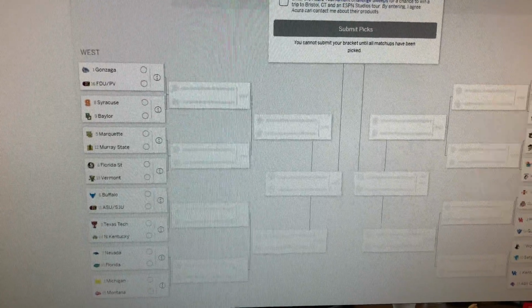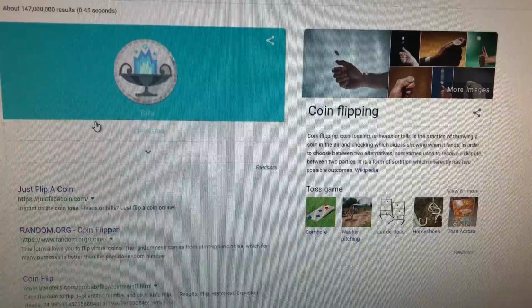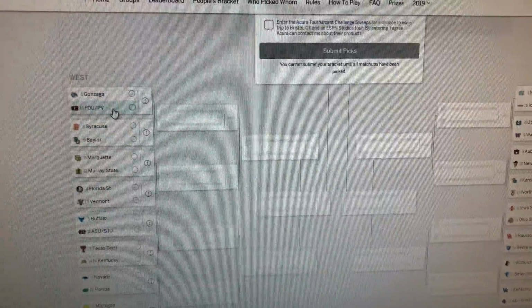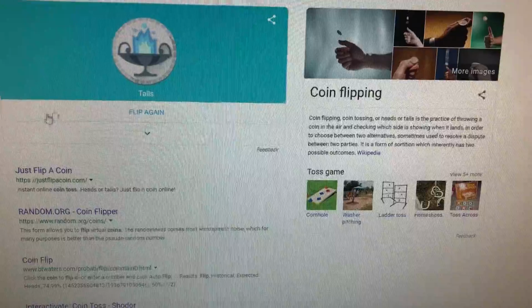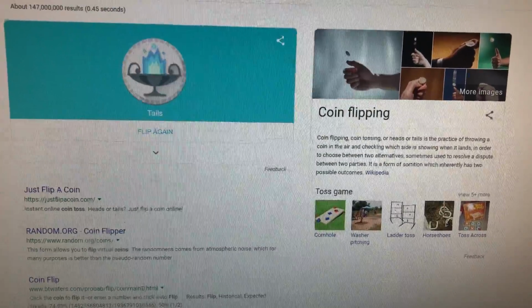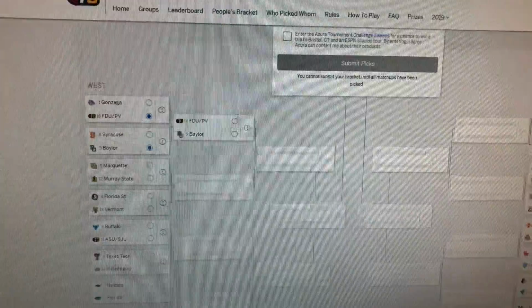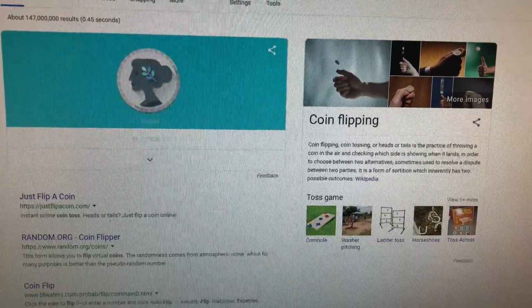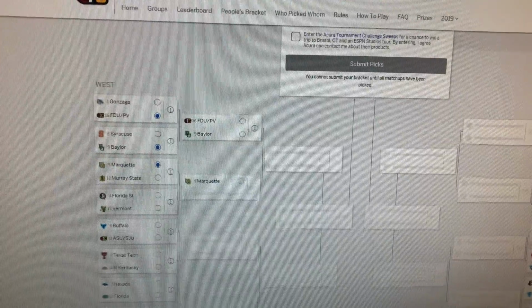Gonzaga and the winner of Fairleigh Dickinson and Prairie View A&M. We have another 16 moving on. 2 out of 2 16 seeds so far are moving on. Next up, we have Syracuse and Baylor. We have Baylor. Wow, there's a whole lot of upsets going on. I don't really know what's going on here. Next up, we have Marquette and Murray State, and it will be Marquette. We have the 5 seed moving on. Right now, they're the highest seed.